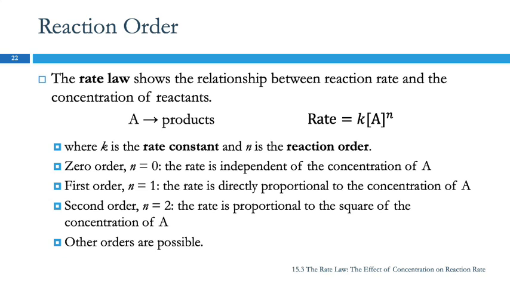So for a zero order reaction, n is equal to 0. Well, what happens when n is equal to 0? If that's 0, then that becomes 1, right? And the rate is just equal to the rate constant. So in a zero order reaction, the rate does not depend on the concentration of the reactants, it just stays the same.